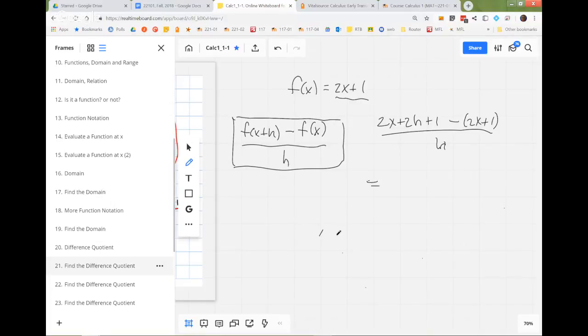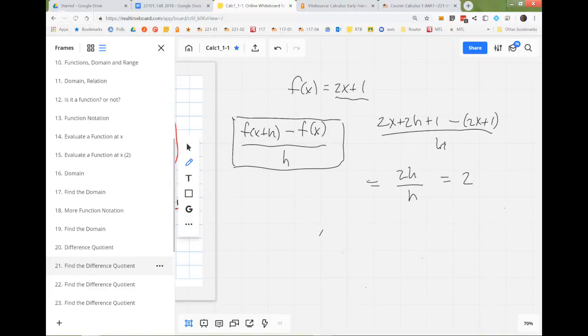So what happens there? Well, on the top you can simplify. 2x minus 2x, goodbye 2x's. 2h is going to be there. And 1 minus 1, gone. Can you see that it simplifies to that? And of course, h's cancel. So the difference quotient for this problem turns out to be 2.